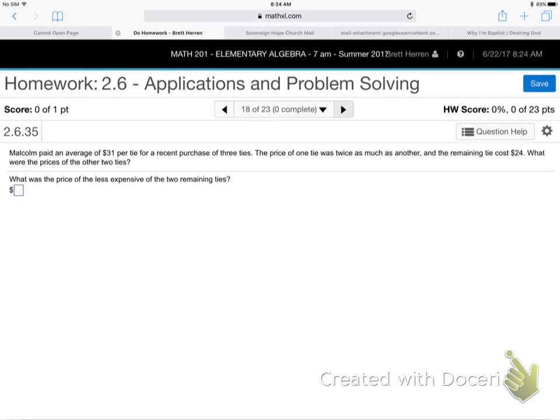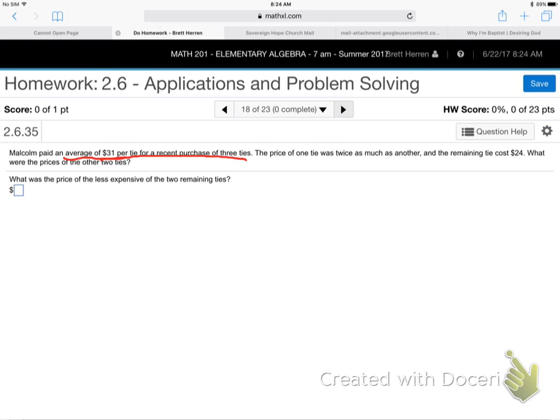All right. Malcolm, they're just being really tricky here. Paid $31 per tire, an average. So that's just crazy, first off, where they're coming up with this average stuff. He paid an average of $31 per tire for 3 tires. Hold on for a minute. Do you realize they're giving you the total when they do that?